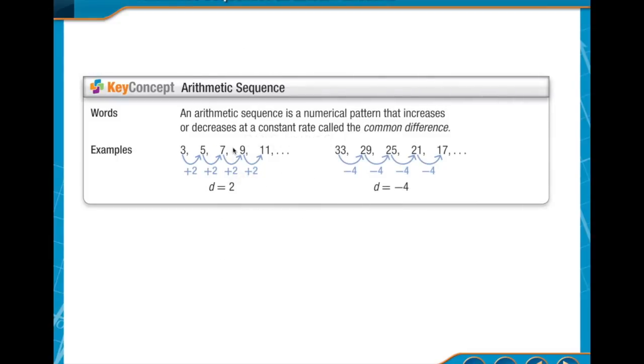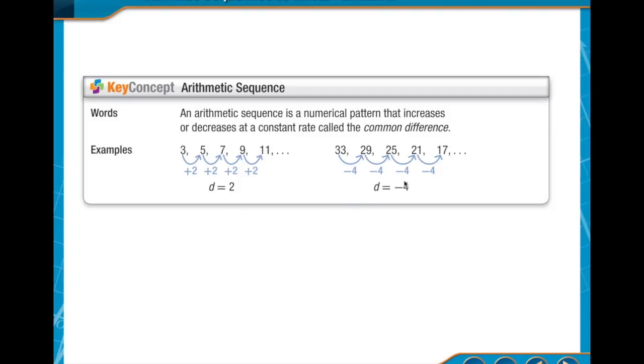So, the arithmetic sequence. You will always have a numerical pattern. It increases or decreases at a constant rate. We call that the common difference. So in these examples, the D here is the common difference. So if you start at 3 to 5 to 7 to 9 to 11, you're increasing by 2 each time. We call that our common difference, D.